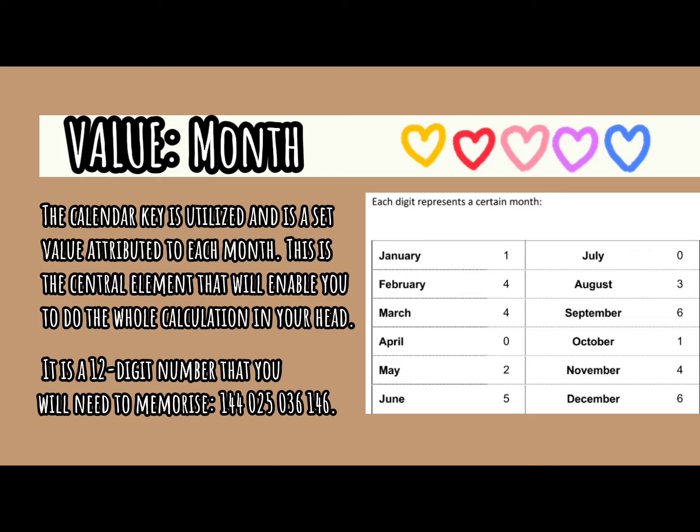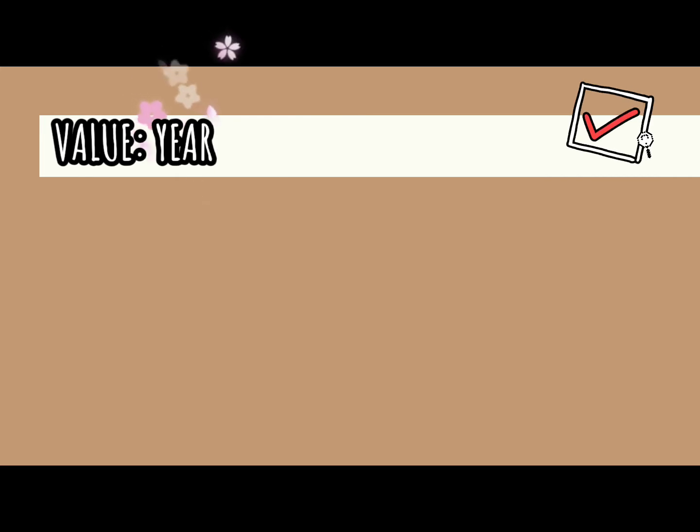So in the table, we can see the 12 months and we should memorize the 12-digit number, which is 144025036. So we should memorize this 12-digit number. Next is the value of year.